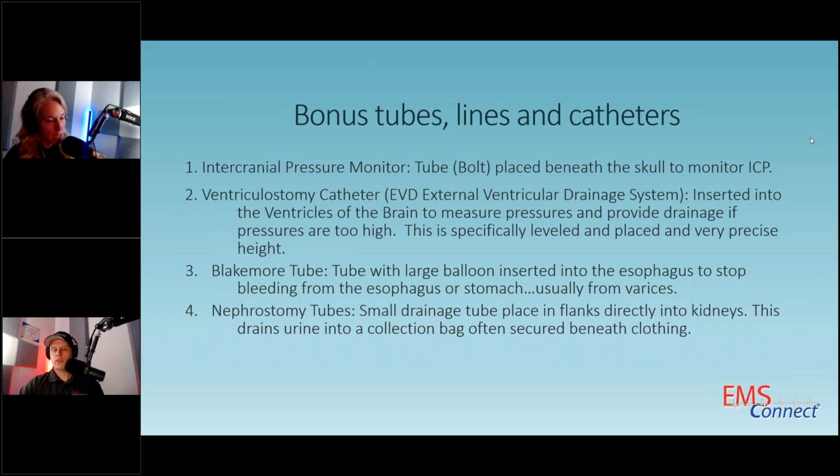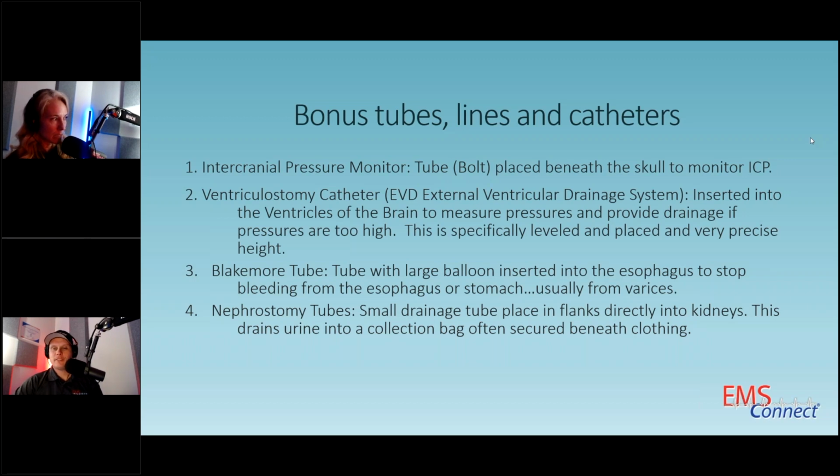And then just little bonus lines and catheters, just things that hopefully you'll never have to see or experience. You've got the bolts that are implanted in the skull for any drainage or anything with cranial pressure, and then the ventriculostomy catheter, basically the EVD drain. That's very scary to transport, because if you drop that, then all of their cerebral spinal fluid comes out. That one's a bad one, so usually a highly trained person is going to be dealing with that one.